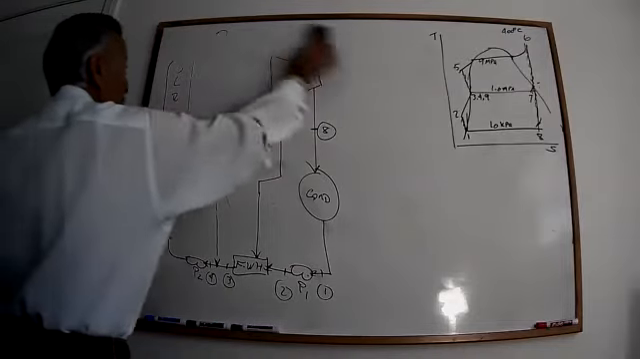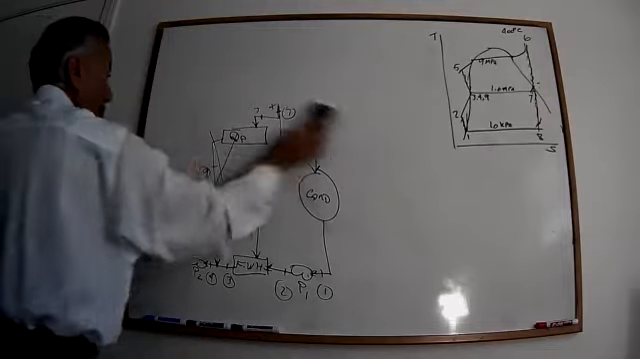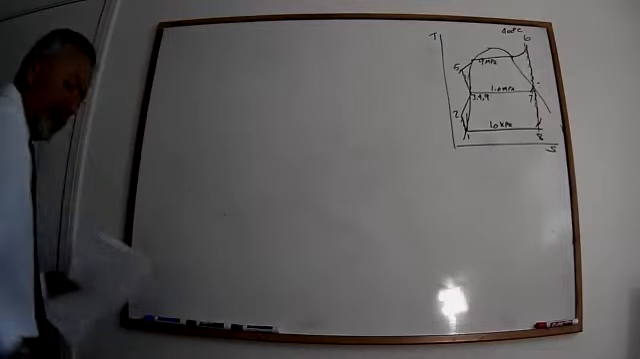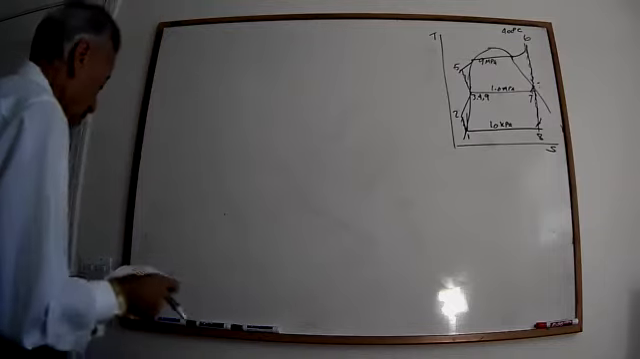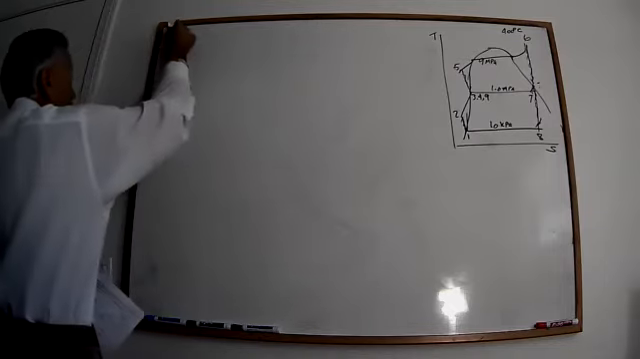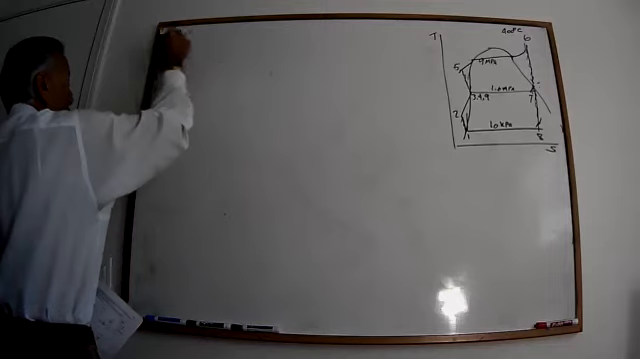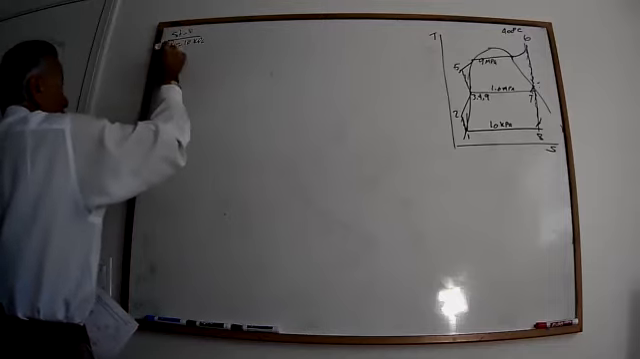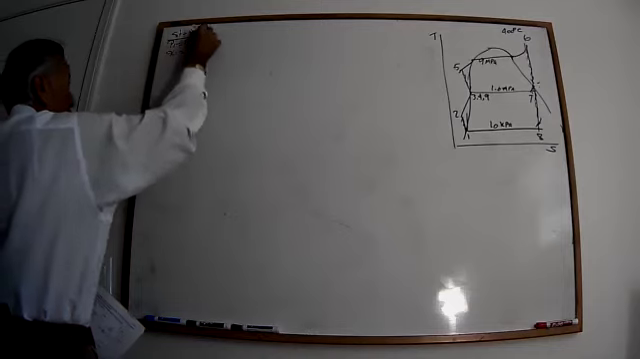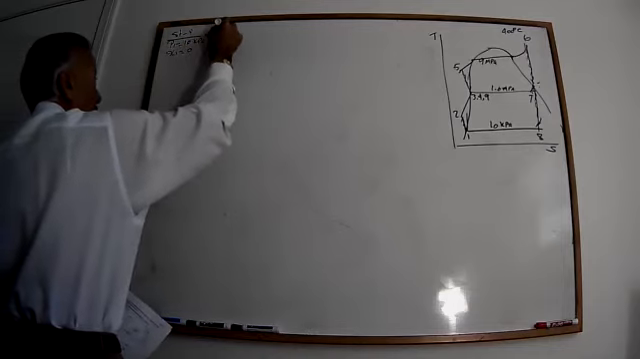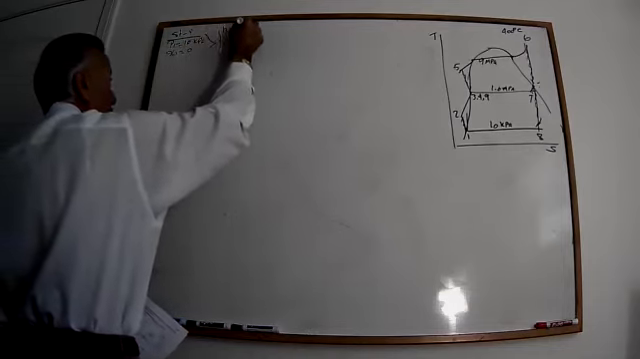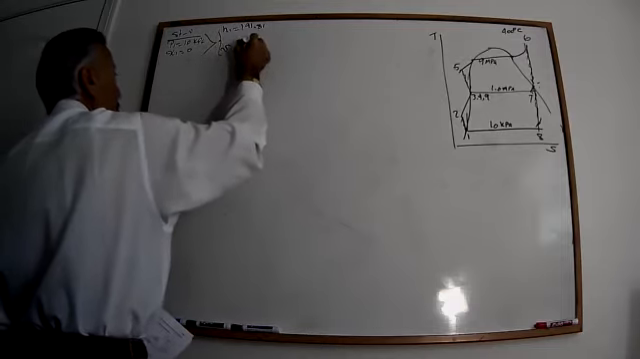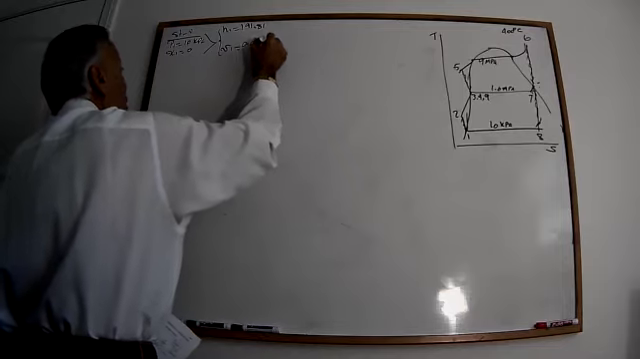Now, again, as state 1, we have P1 equal to 10 kilopascal. X1 is 0. I will have h1 equal to 191.81 and v1 is 0.00101.